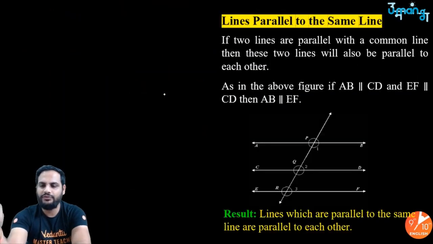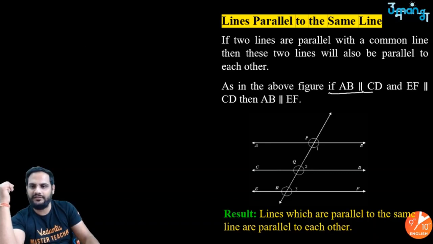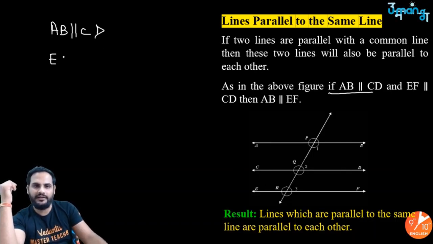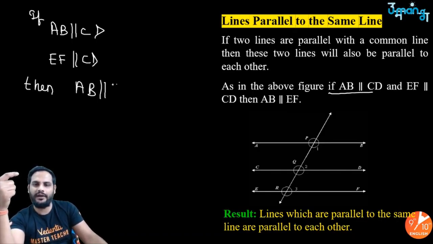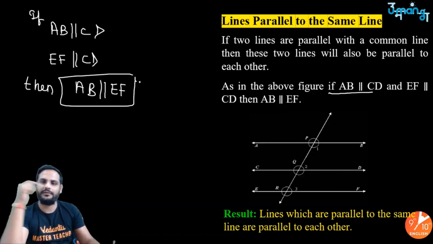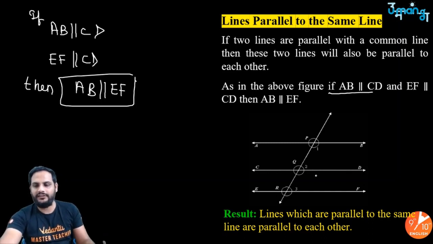Got it? After that, one more small concept is there: suppose line AB and CD are parallel to each other, AB is parallel to CD, and suppose I have told you that this line EF is also parallel to CD. So if two lines AB and EF both are parallel to the same line CD, then as a result I can say the two lines are also parallel to each other. This is your result. Use it directly, there is no need to prove it. So lines which are parallel to the same line are parallel to each other. This is your result.